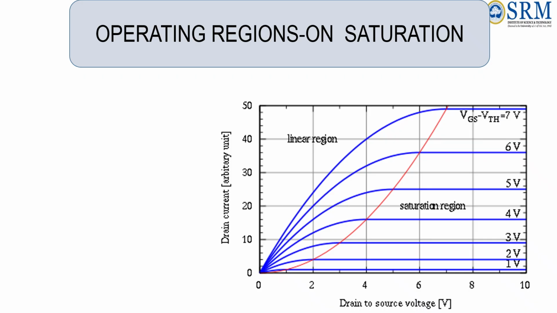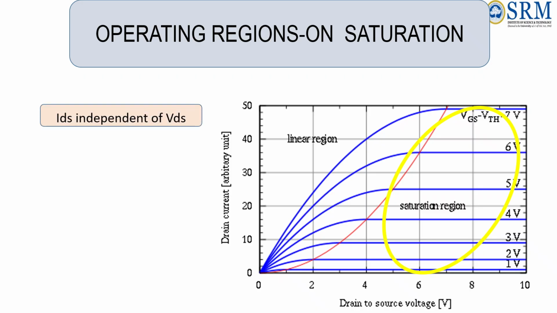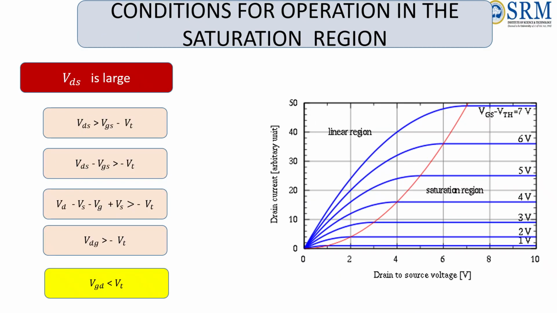So beyond the pinch-off point, the current is constant, irrespective of any changes in VDS, or IDS is independent of VDS. Can we say that the current has saturated? That's why this region is called the saturation region. As in the case of the linear region, we'll derive the voltages for operation in the saturation region.